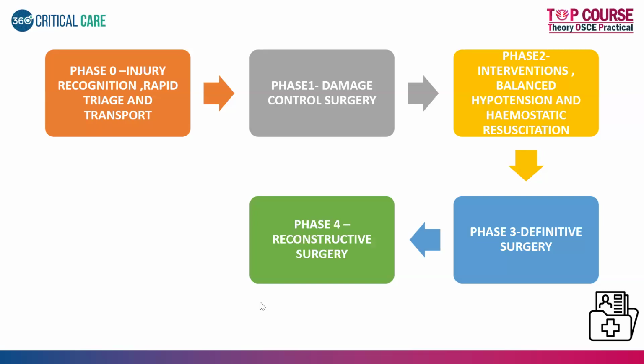Okay, recognize the injury, transport the patient, arrest the bleeding by emergency damage control surgery or interventions, optimize hemostasis either by products or by ligation or by any other method available, make sure the vitals are stabilized, then progress towards definitive surgery. Once that has happened, later on you can plan for reconstructive surgery.